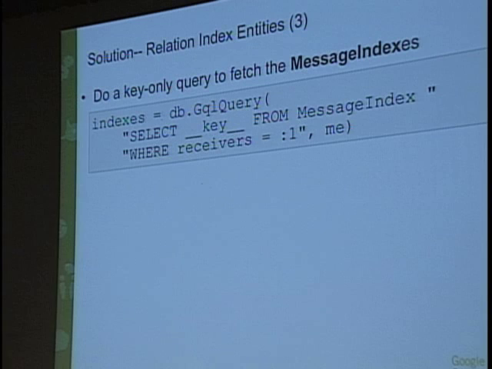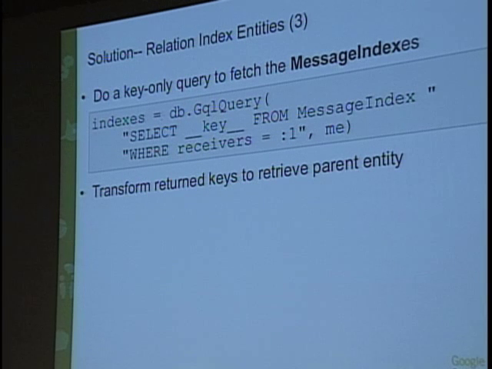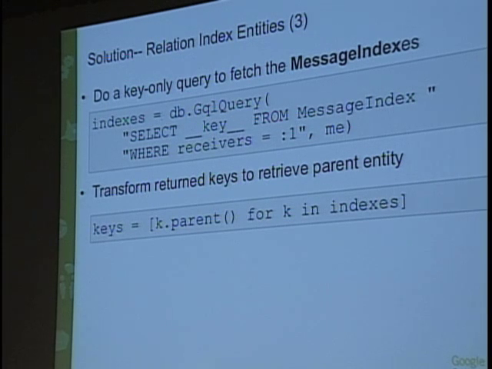So we can do this query to find my messages: select key from message index where receivers is me. And then we take the returned keys and we transform them into parent entity keys. And we simply iterate over the results, and we call key.parent. This takes the child key and chops off the last piece and leaves us with the key for the parent.